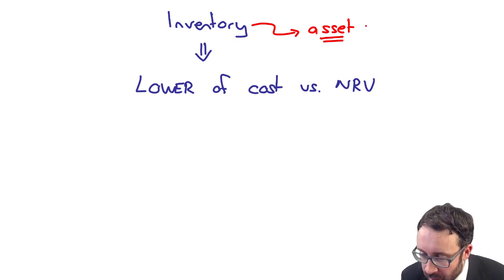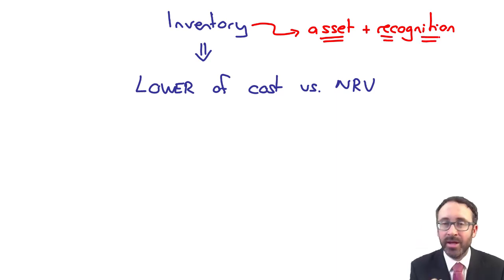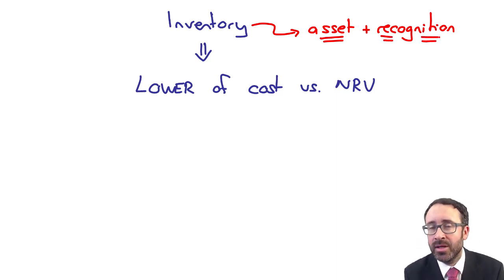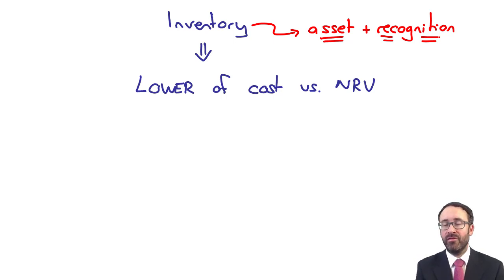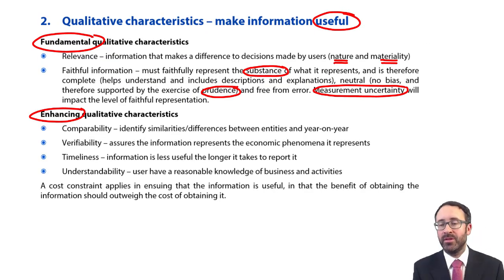You could also go through that and think about recognizing the inventory. So you recognize the inventory because it gives us more relevant and faithful information, doesn't it? So relevant, it's important, isn't it? If we go through where we are in terms of our definitions, it makes a difference to the decisions made by users, doesn't it? If you didn't include it, how would the owners know the stewardship of the business with regards to that asset?